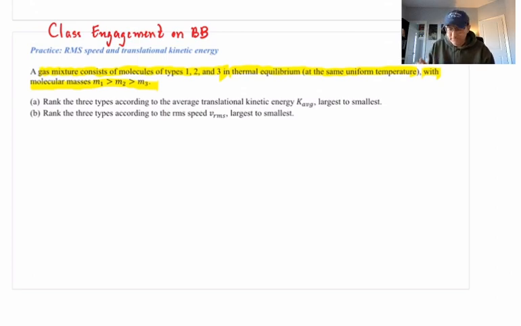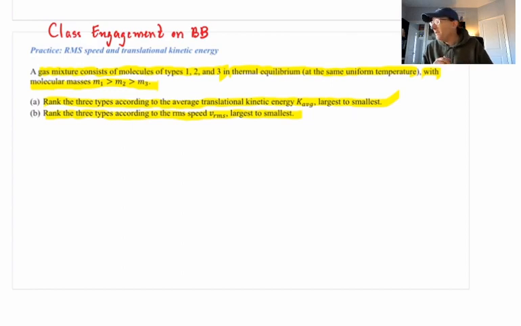So, question A. Rank the 3 types according to the average translational kinetic energy, K_avg, largest to smallest, and then B. Rank the 3 types according to the RMS speed, v_RMS, largest to smallest. So that's what you'll enter on Blackboard.